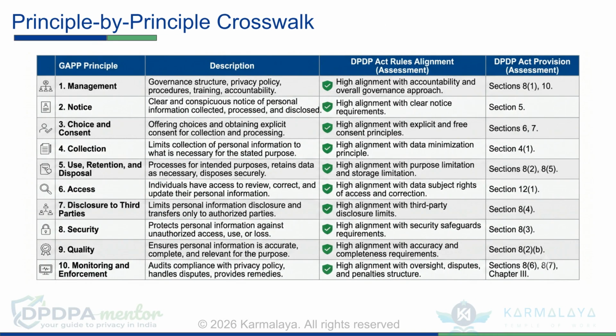DPDP gives legal effect to some principles, while others appear indirectly through fiduciary duties, rights, rules, contractual obligations, or security requirements. This crosswalk illustrates that the DPDP Act shows high alignment with these standard global privacy principles across all key areas. The crosswalk shows that DPDP broadly reflects internationally accepted privacy principles. The important distinction is that DPDP does not merely recommend these practices, it creates statutory obligations. The alignment is not always one-to-one. For example, GAPP's quality principle is broad, whereas the DPDP Act specifically requires completeness, accuracy, and consistency when data is likely to be used for a decision affecting the data principal or disclosed to another data fiduciary.